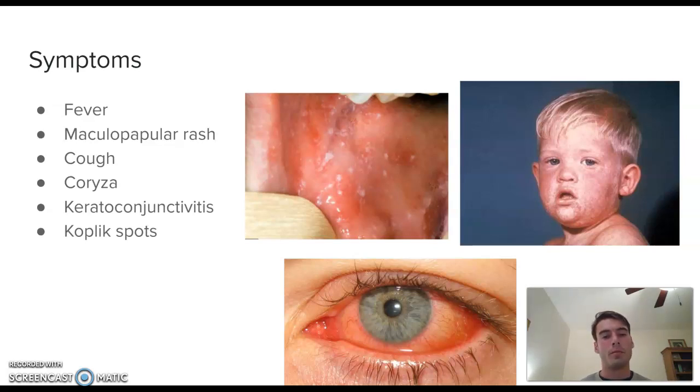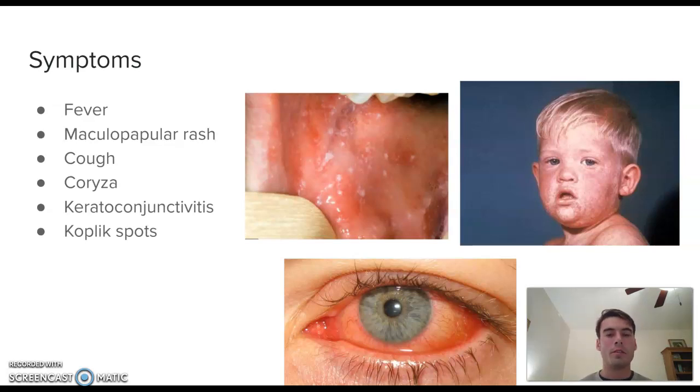Another thing symptomatic of measles is keratoconjunctivitis. As you can see in the eye in the bottom picture, keratoconjunctivitis is an inflammation of the cornea and also the conjunctiva of the eye.